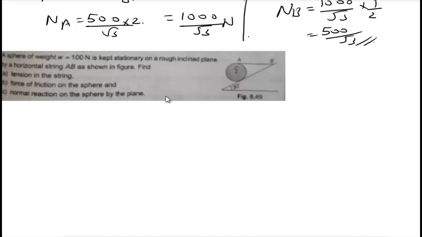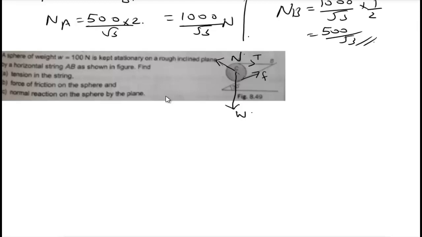So tell me which forces will be acting from the center. Weight will be downwards. Through the string, tension will be acting. Then the frictional force will be acting in the upward direction along the plane, opposite to the motion. And perpendicular to this plane, the normal reaction force will be acting. So these are the things we need to find out: normal reaction, tension and force of friction.